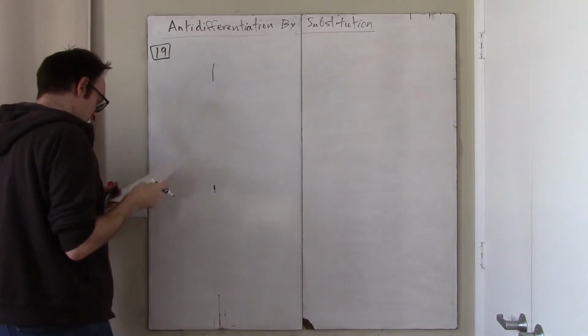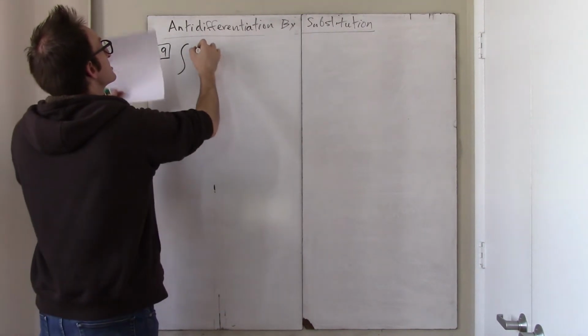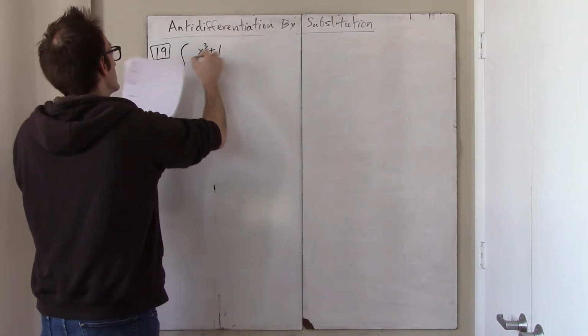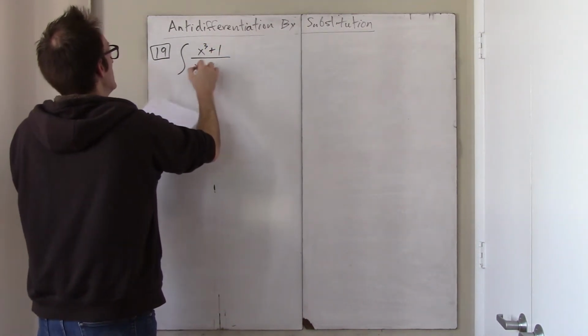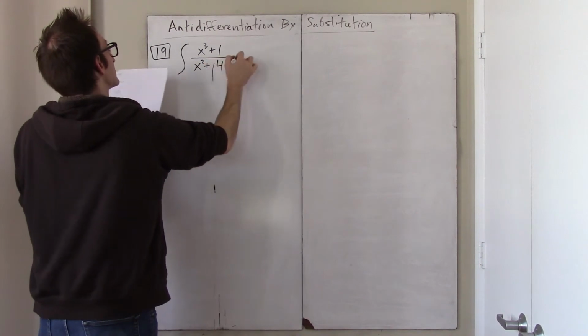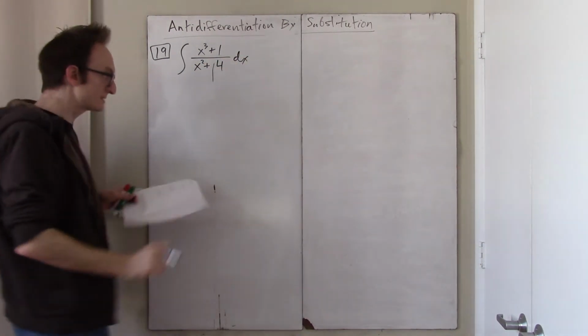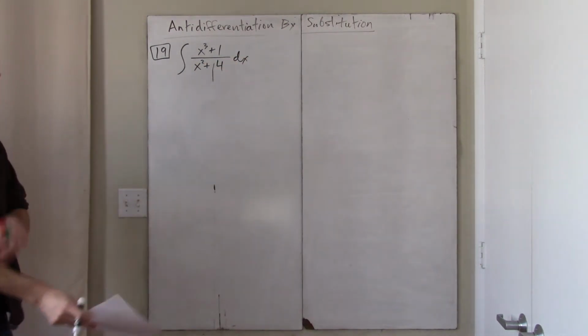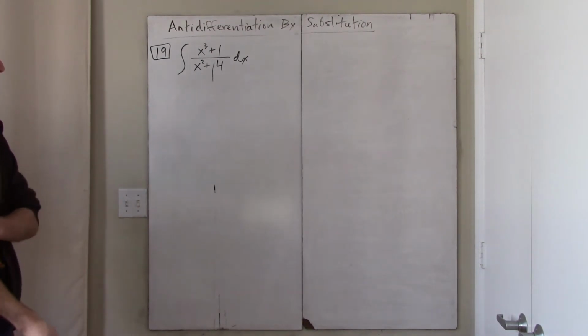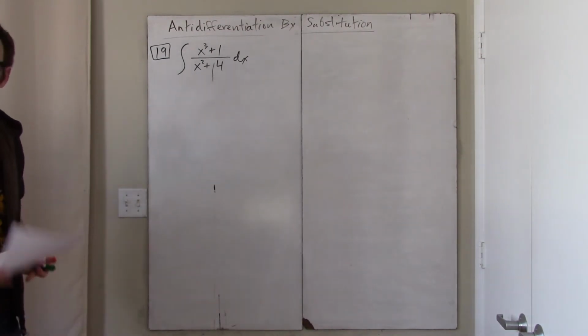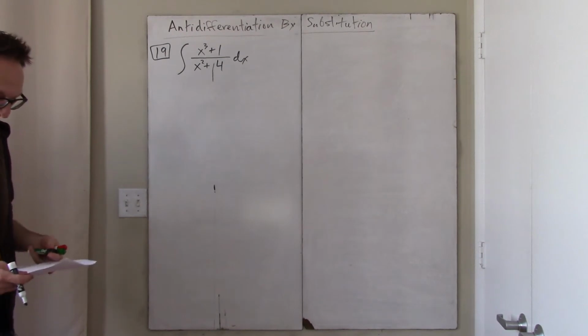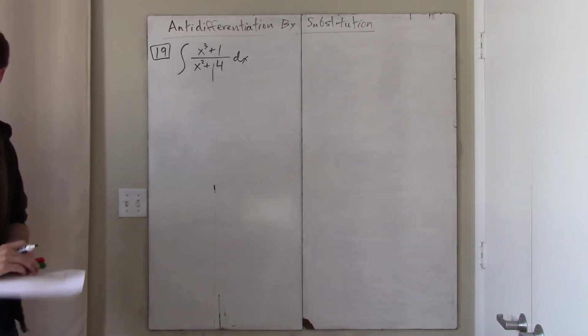Okay, 19. Well, it's just a direct follow-up on what we did a minute ago, but it's a case in which things don't work out quite so easily. Antiderivative of x cubed plus 1 over x squared plus 4. What should we do? Well, after you've seen enough problems, you just know what to do based on experience.